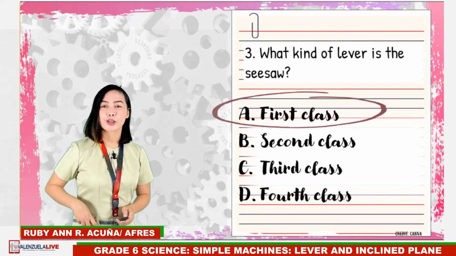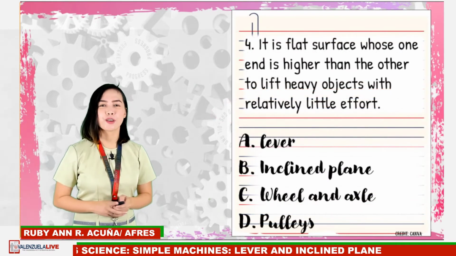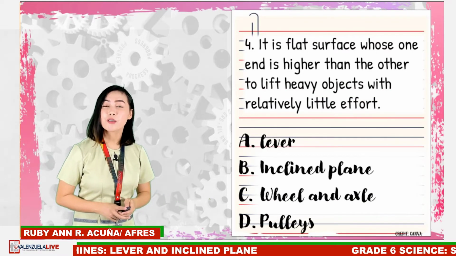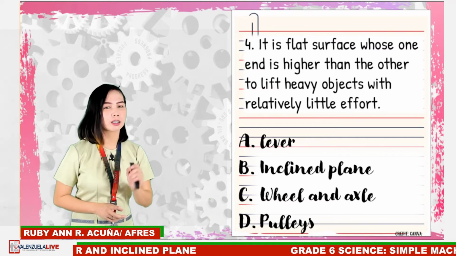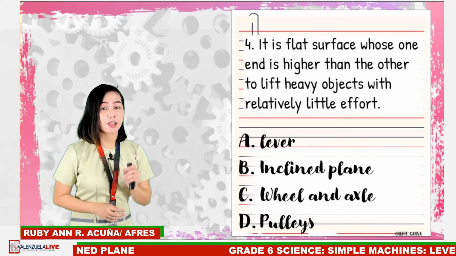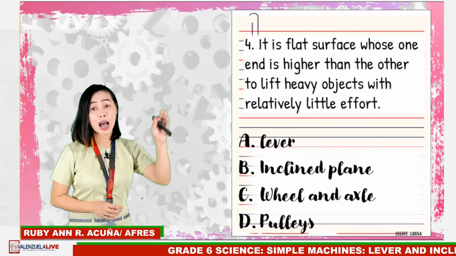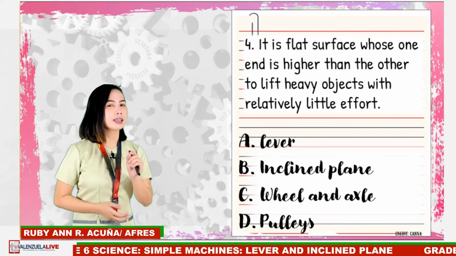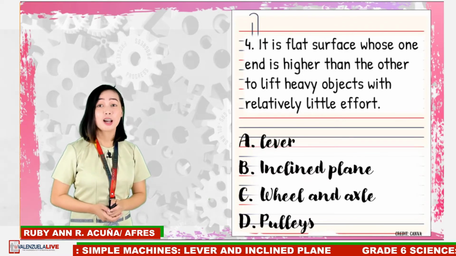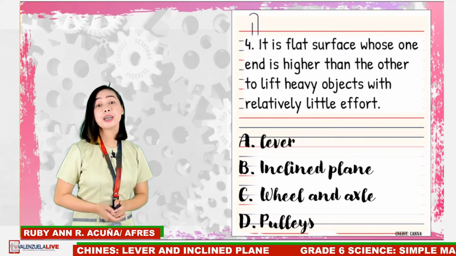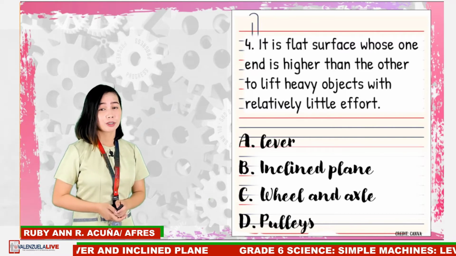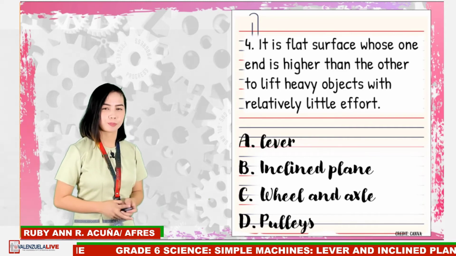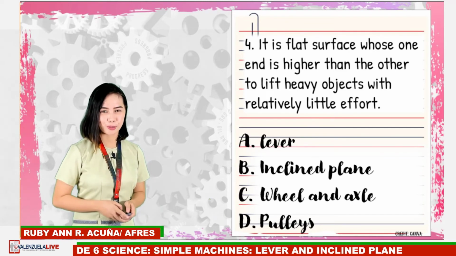And for our fourth question, it is a flat surface whose one end is higher than the other to lift heavy objects with relatively little effort. Is it A, lever, B, inclined plane, C, wheel and axle, or letter D, pulleys? Comment down your answer.